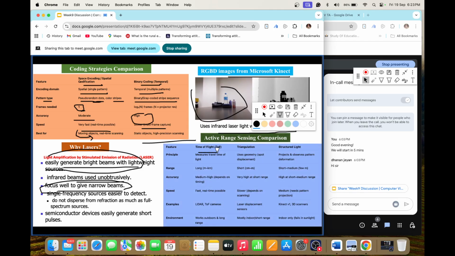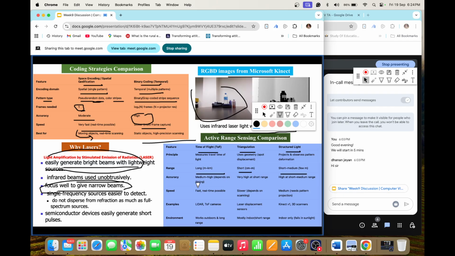And again, I have given the differences between time of flight, triangulation and structured light. You can read the definition or principle I have already told you. Range: for long ranges, we use time of flight. For example, whenever we are scanning inside the sea, or whenever we require long distance, we go for time of flight. Triangulation is short, and structured light is in between time of flight and triangulation.